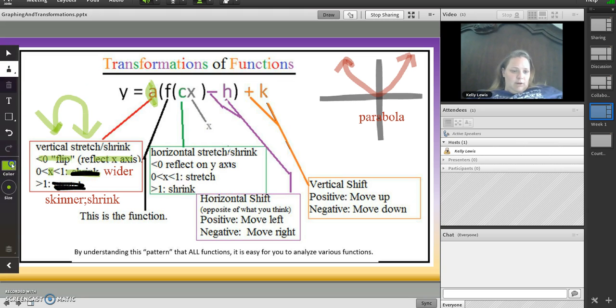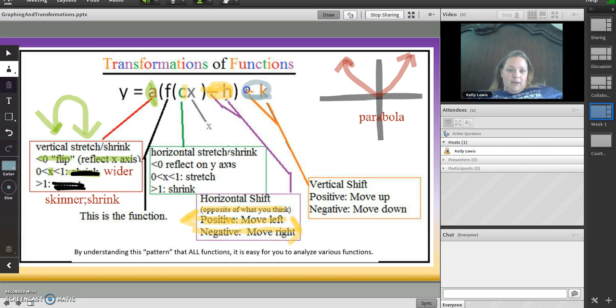All right, we're not really going to do much with the number touching x. There will be a number being added or subtracted for x. If that number is positive, it's opposite of what we think. So if the number is positive, it's going to move to the left. If it's negative, it's going to move to the right. And the reason it's opposite of what we think is because it's already a negative to begin with.